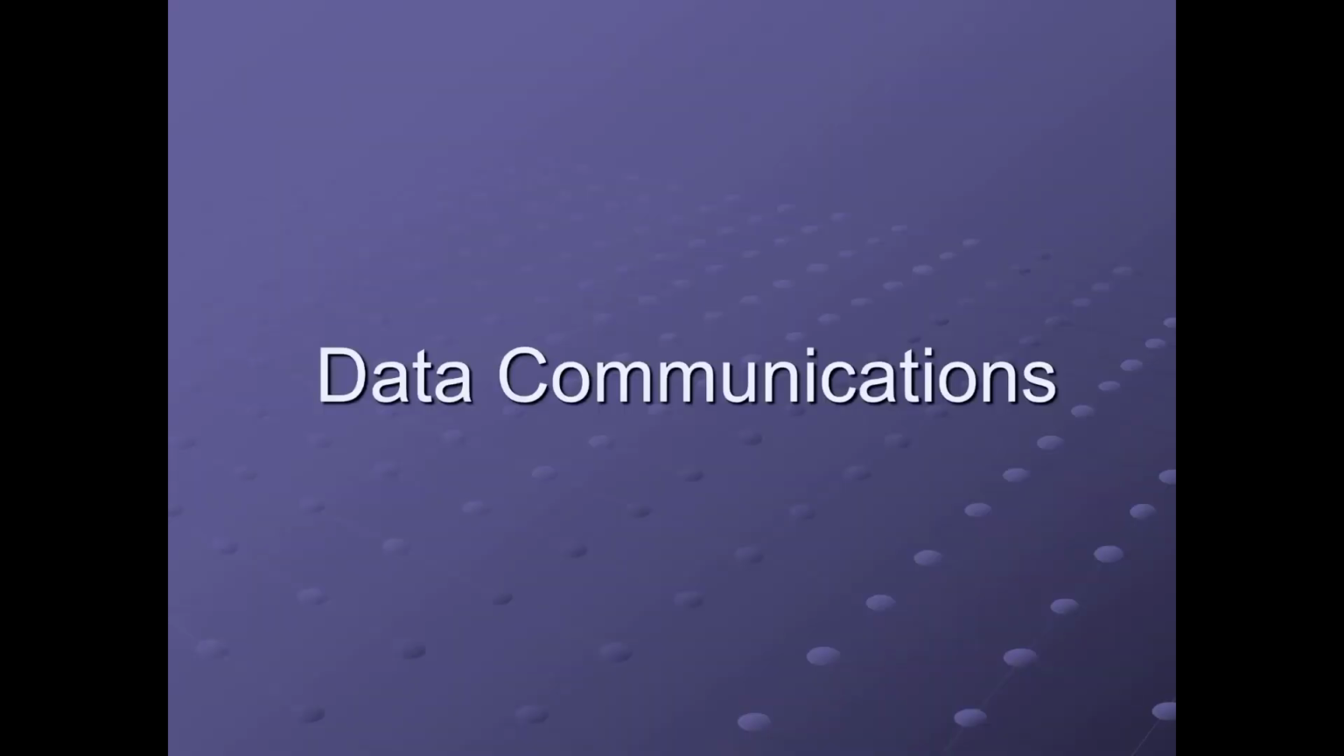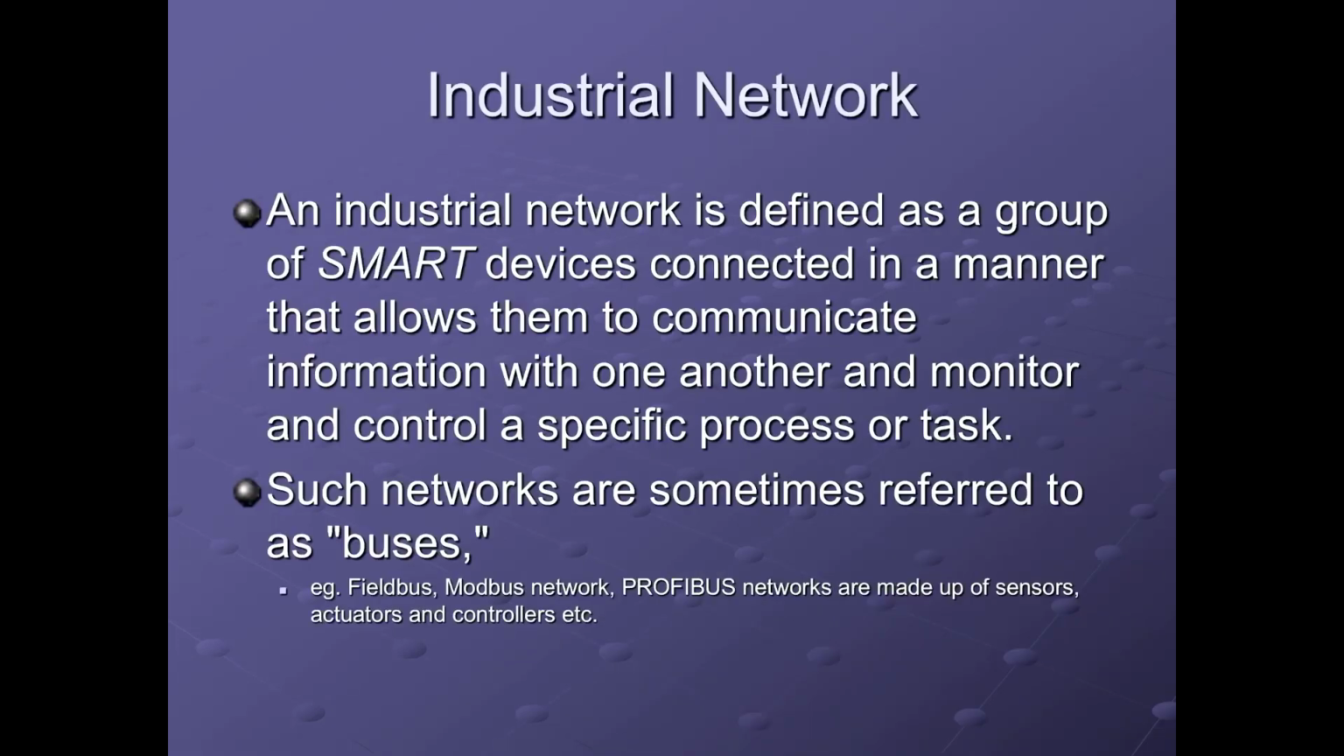Okay, so we're talking about data communications. As we said before, an industrial network is defined as a group of smart devices connected in a manner that allows them to communicate information with one another and monitor and control a specific process or task. Such networks are sometimes referred to as buses. That common medium, that common connection that connects two or more of these devices together, is often referred to as a bus. Just like we have buses for power, we have buses for communications as well.